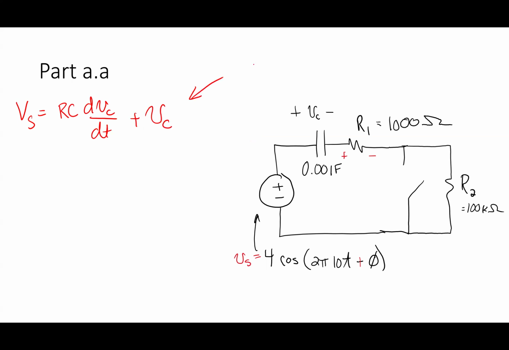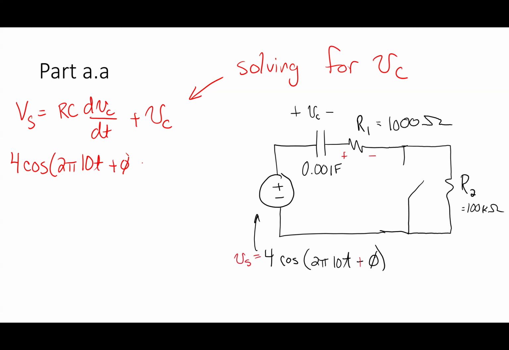And I'm solving for V sub C. So V sub S is this voltage source of 4 cosine(2 pi 10t plus phi) equals, so yeah, I'll keep going, RC, so it's R1 specifically, so R1 C dV_C/dt plus V sub C.